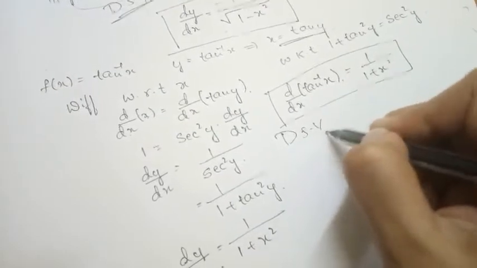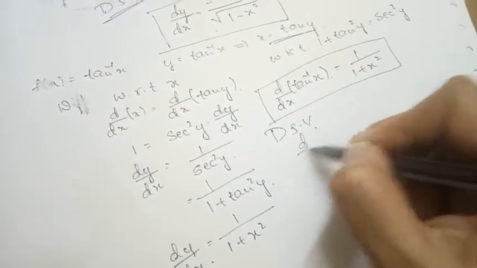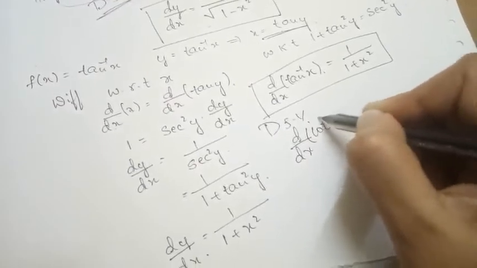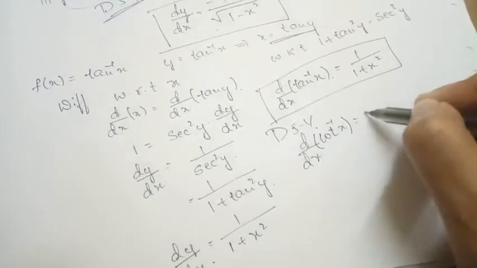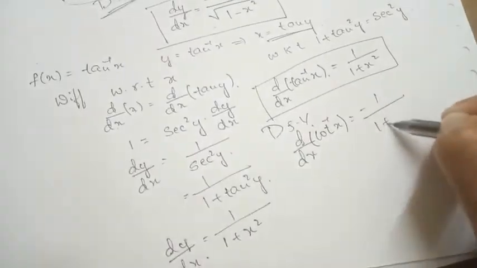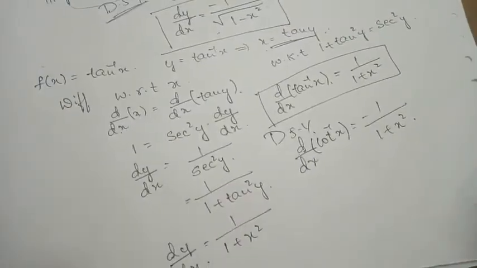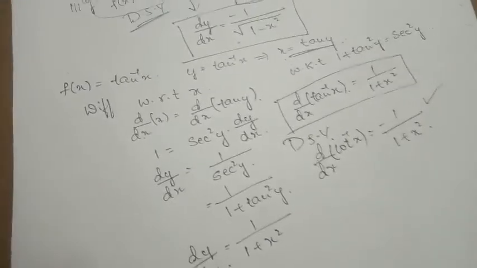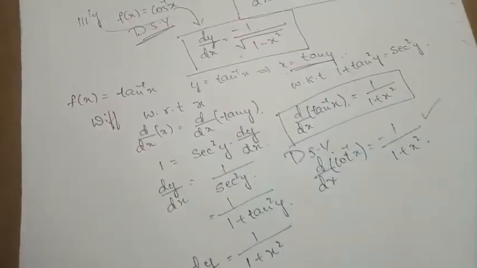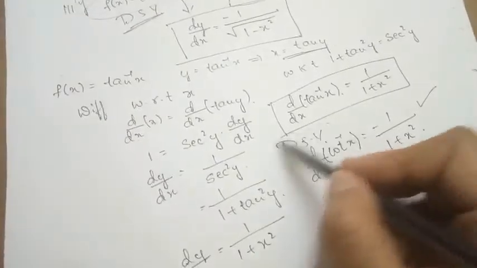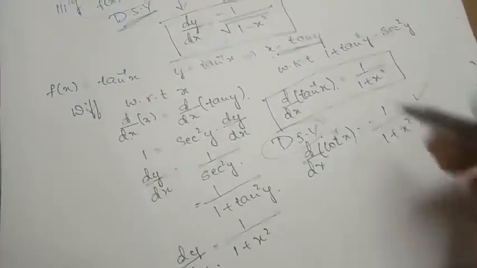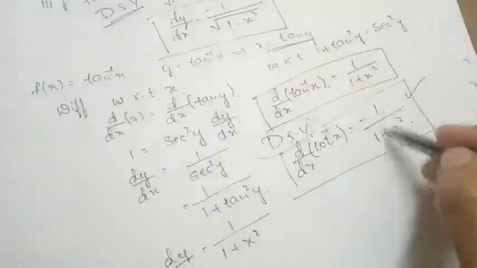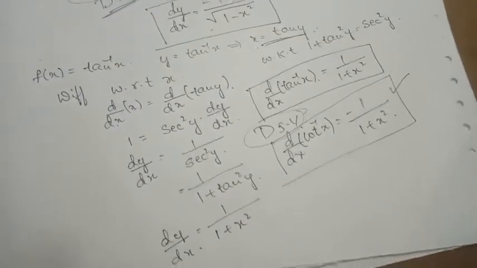Do it by yourself part: prove that the derivative of cot inverse of x is equal to minus 1 divided by 1 plus x square. You need to prove it by yourself. It is the same procedure as you can see here, which is why I am giving this one for you to do by yourself. So the derivative of cot inverse of x is minus 1 divided by 1 plus x square.